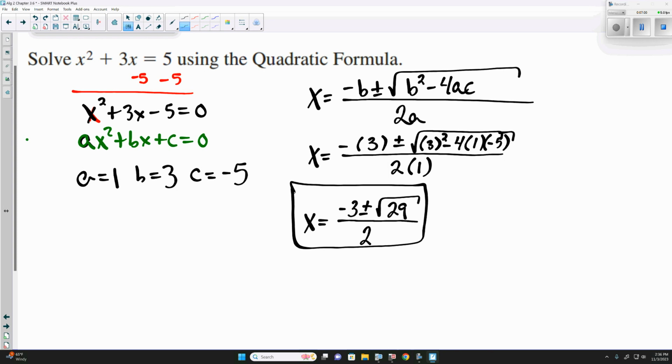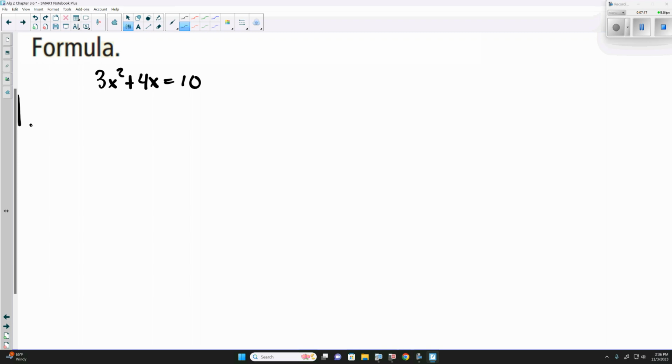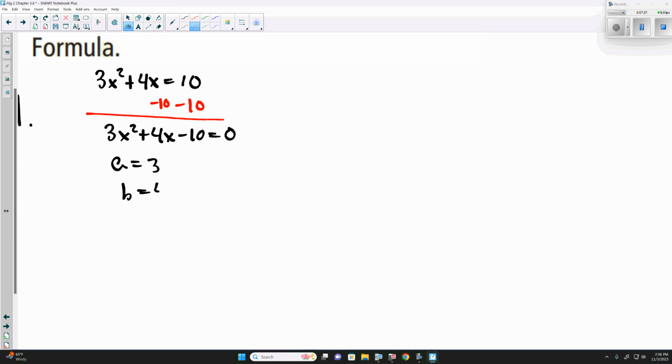Had the formula anyways. Questions on this here? Be ready to look at another one. 3x squared plus 4x equals 10. Our first main step is getting this equal to 0. So we would subtract 10, giving us 3x squared plus 4x minus 10 is equal to 0. Now the value of a is 3, b is 4, c is negative 10.